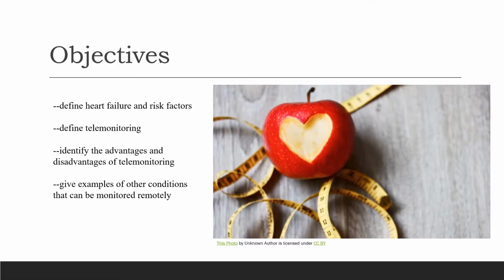At the conclusion of this presentation, the participants will be able to: 1. Define heart failure and the risk factors. 2. Define telemonitoring. 3. Identify the advantages and disadvantages of telemonitoring. And 4. Give examples of other conditions that can be monitored remotely.